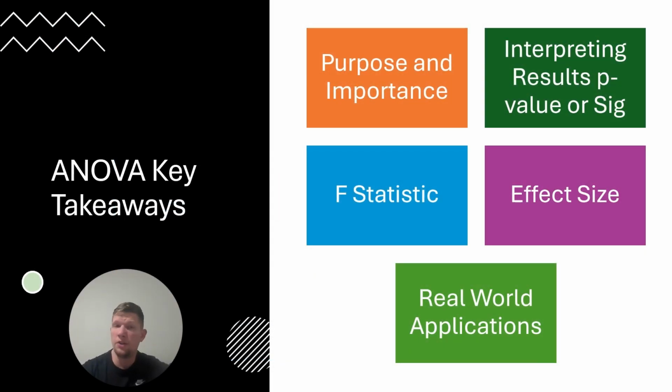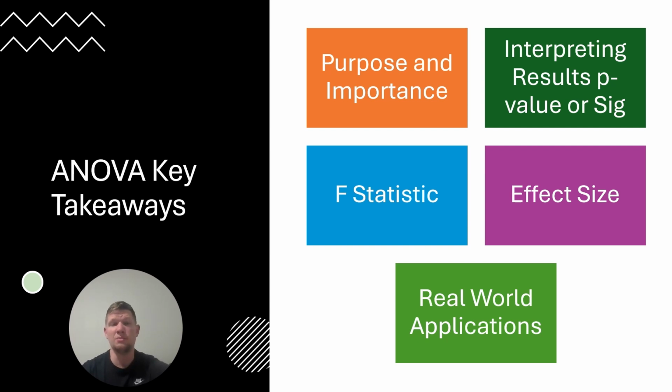Okay, now that we've done all that, let's just do a few key takeaways of what we've done here. First, let's talk about the purpose and importance. ANOVA helps compare means across multiple groups to determine if differences are statistically significant. When will we use it? Well, we'll use ANOVA when comparing 3 or more groups instead of multiple t-tests, which reduces the risk of type 1 errors. We're also going to be using it for interpreting results of the p-value, or the sig.